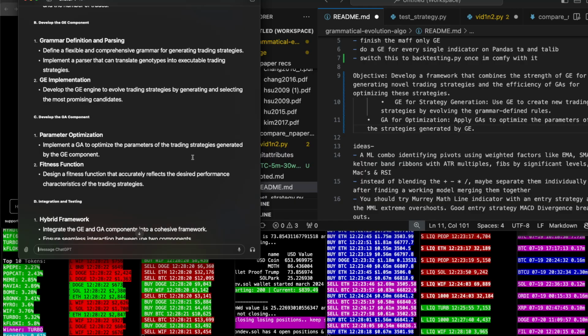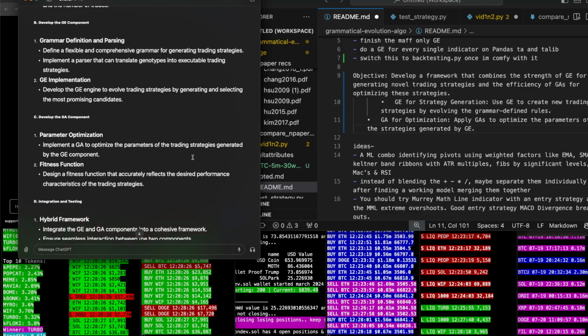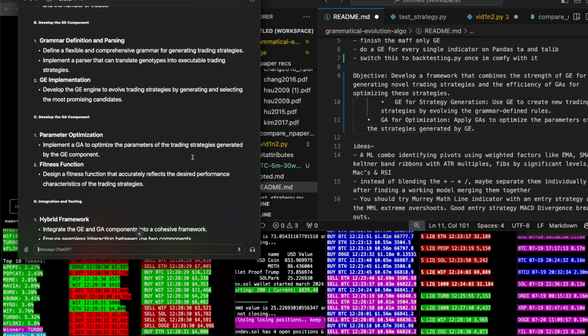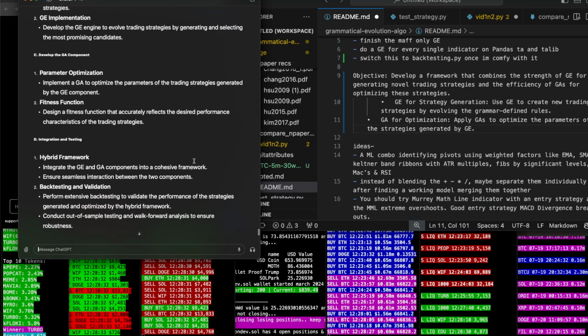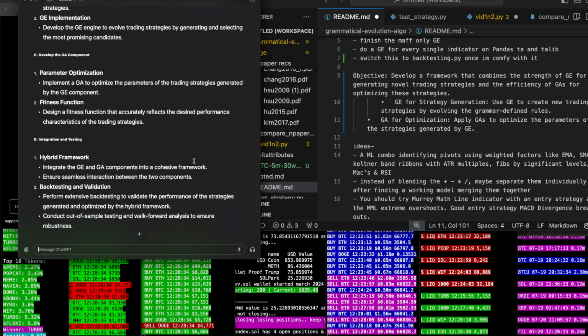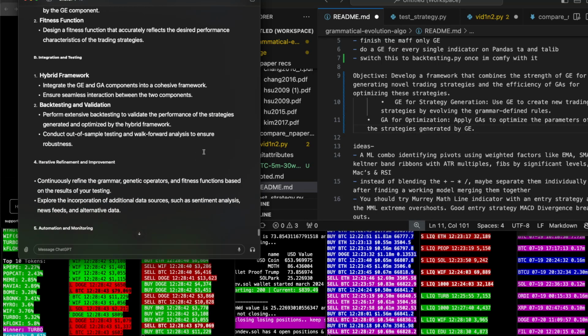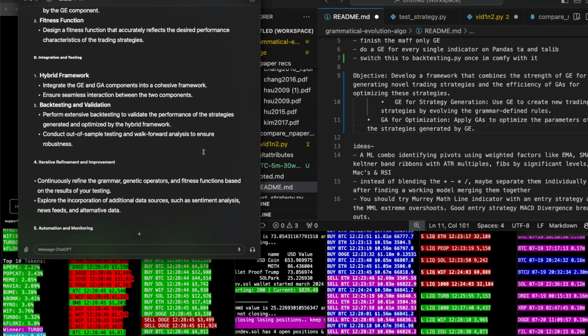Parameter optimization. Implement a GA to optimize the parameters of the trading strategy generated by the GE components. Fitness function. Design a fitness function that accurately reflects the desired performance characteristics of the trading strategies. Hybrid framework. Integrate the GE and GA components into a cohesive framework. Ensure seamless interaction between the two components.